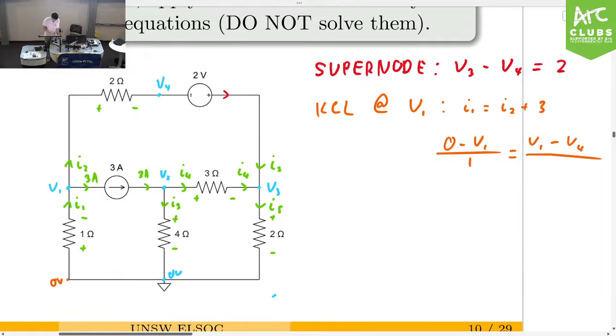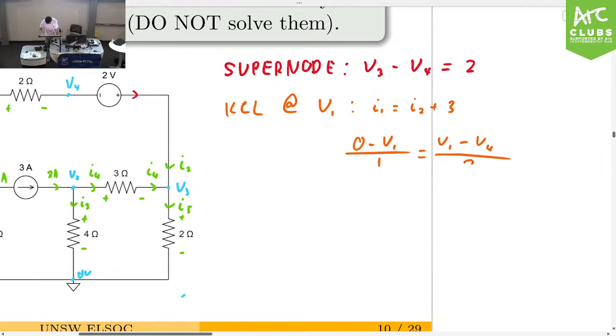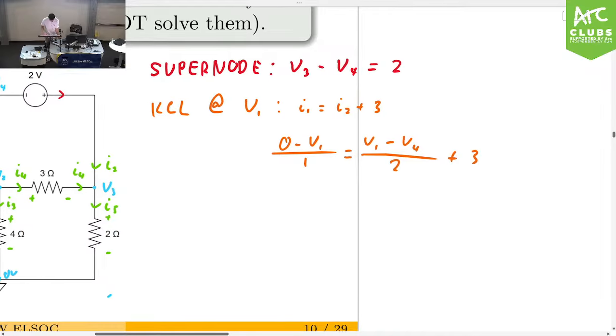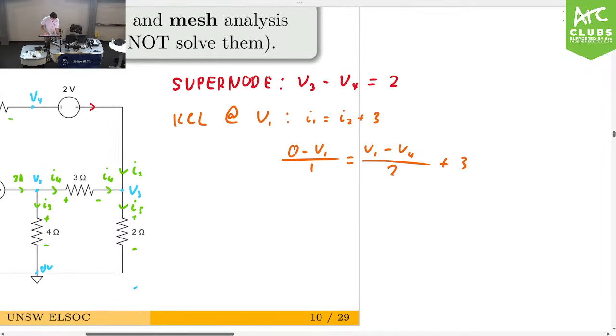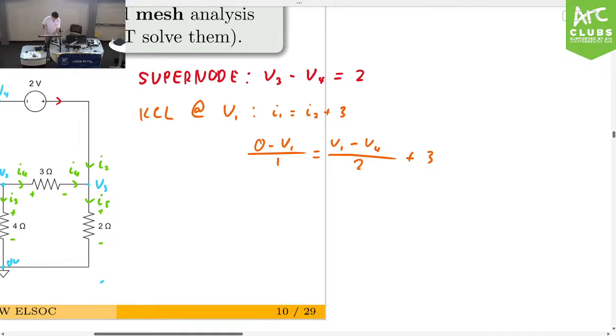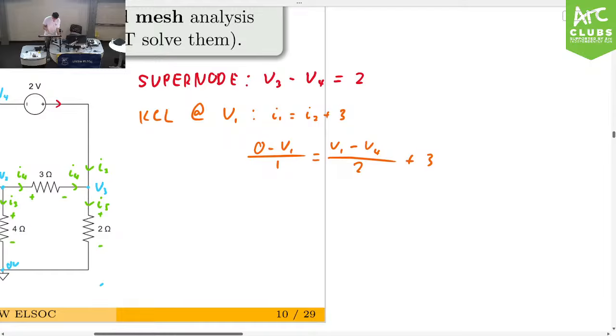And the resistance is 2 ohms. Let's write that down. And then we can leave 3 as 3. Now, let's just simplify this a bit. So the easiest way I like to do it is I try and get rid of the denominator, get rid of the fractions, so it's easy to work with. So let's multiply everything by 2.